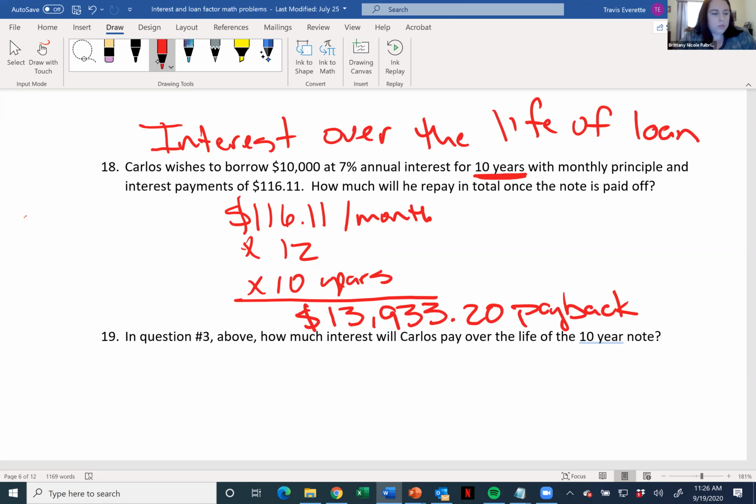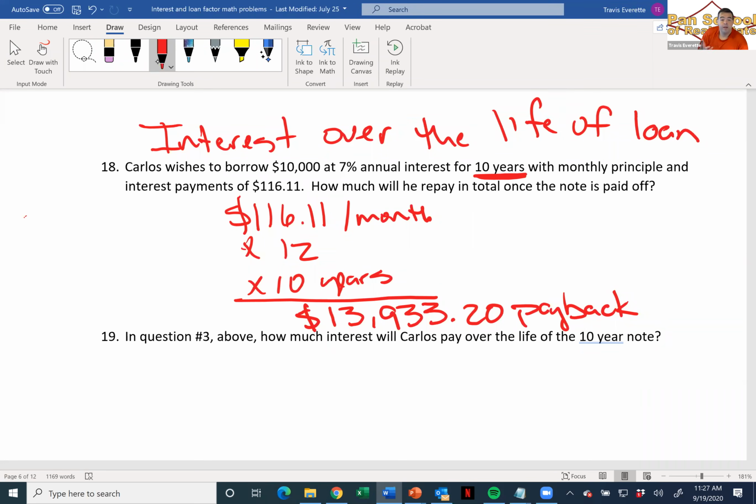And so in total, how much have I paid back over the whole 10 years? $13,933. Does that make sense for everybody? If I make all my payments for 10 years, that's how much I pay back. So that 10,000 and the 7% is not needed at all yet, because they haven't asked you. You're trying to race down the speedway. They didn't ask you for that. They just want to know how much we are going to pay back.